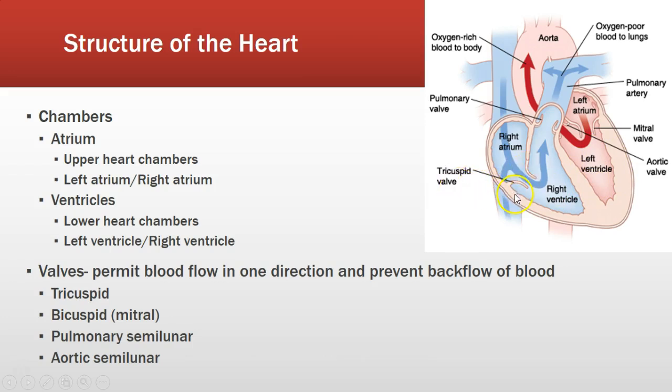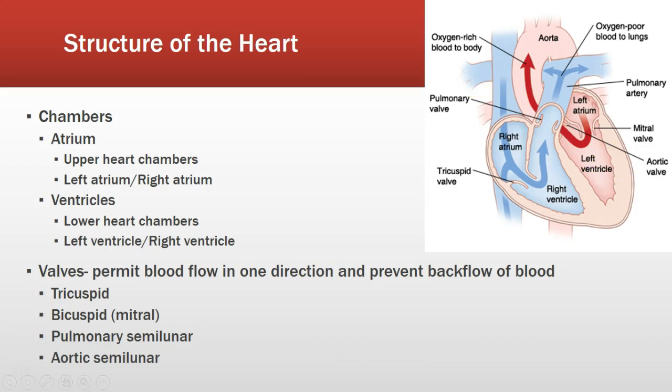So the tricuspid valves are found on the right side of the heart between the right atrium and the right ventricle. The bicuspid or mitral valves are found on the left side of the heart between the left atrium and the left ventricle. 2 other valves you'll see are the pulmonary valves, which are carrying blood into this pulmonary trunk, and then the right and left pulmonary arteries, and then also the aortic valve.